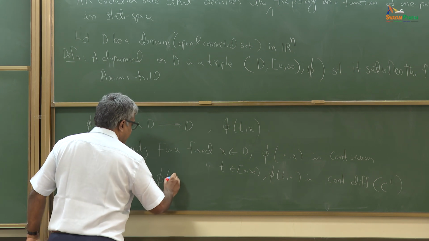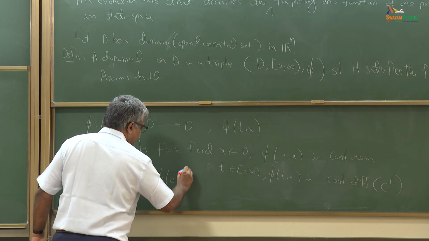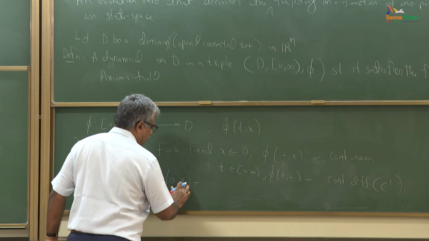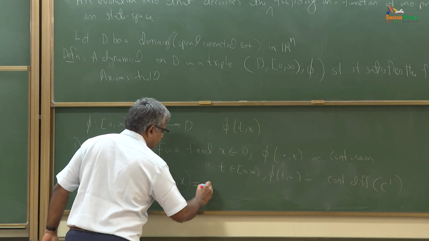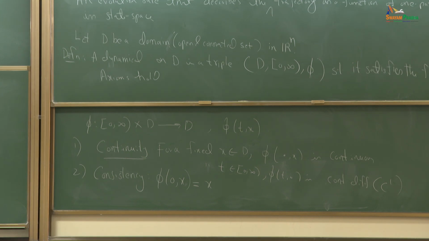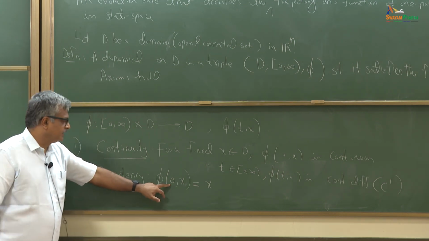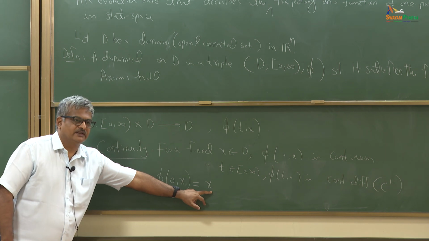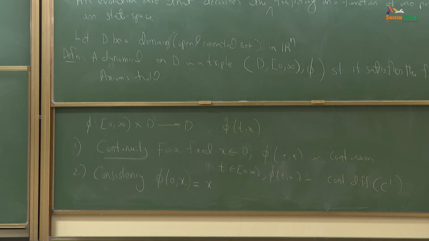The second property is consistency. So phi at 0 and you supply any x, maybe x naught, or can be any x, is nothing but x itself. That means you just stay there itself, right? If t is 0 and you apply phi on this, you will remain at x itself. Okay, so think of this as like an initial condition, right?